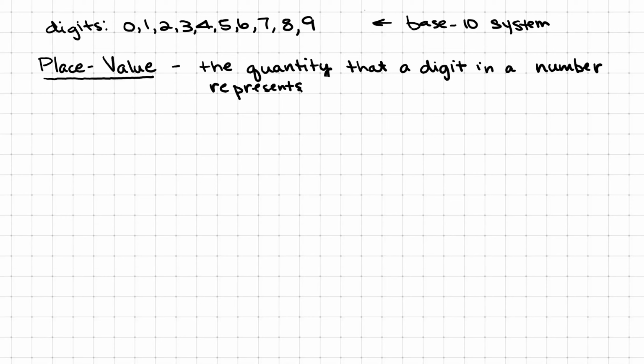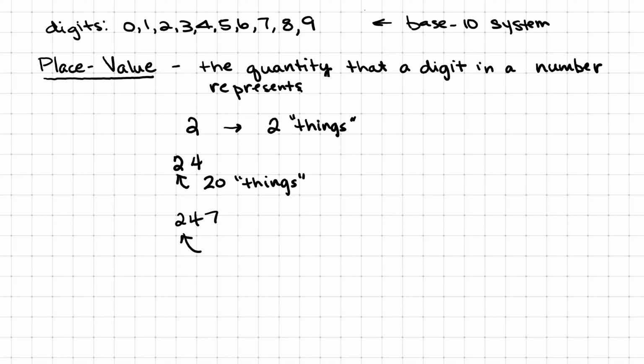And if it's the quantity that a digit in a number represents, then that means it depends in a very, very specific way on the position of the digit in the number. For example, the number 2 right here tells us that we have 2 things. But if I move the number 2 to here, this 2 represents 20 things. If we move to another number, then this 2 now represents 200 things.